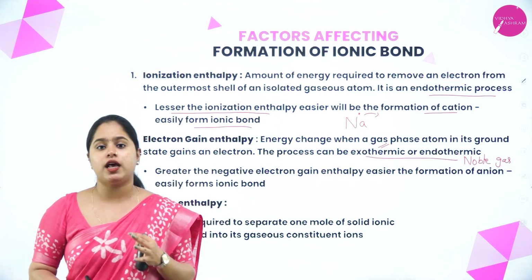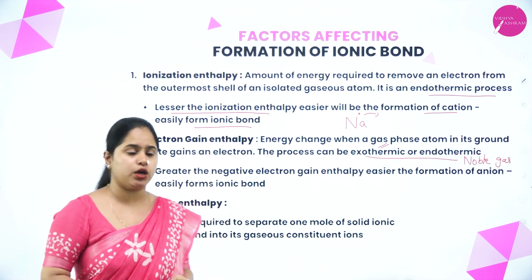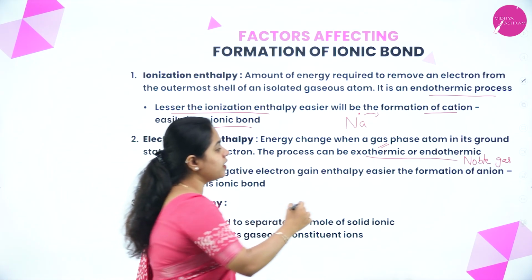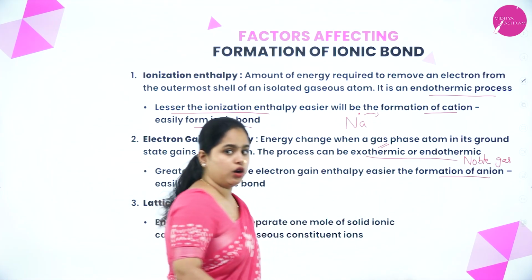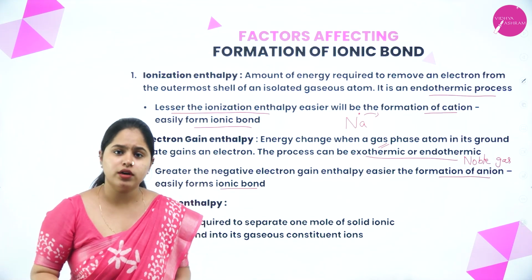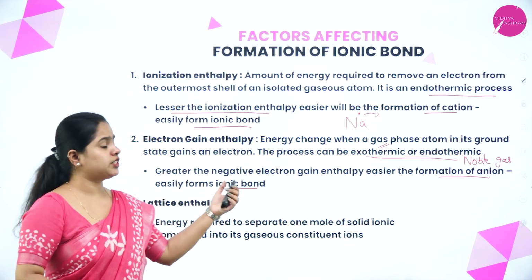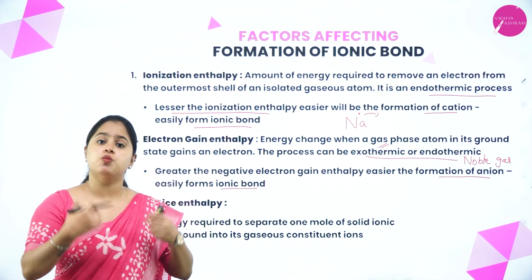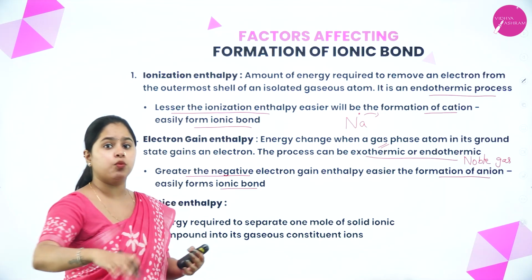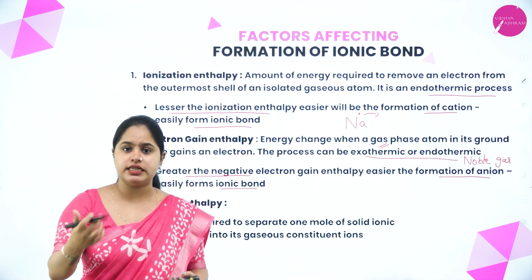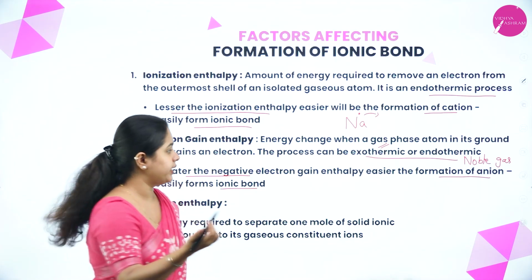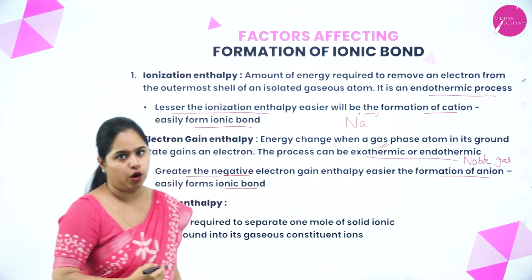Now, let's see how electron gain enthalpy is related to the ionic bond. The greater the negative electron gain enthalpy, the easier will be the formation of the anion, and hence the easier will be the formation of the ionic bond. So what does that mean? The greater the negative electron gain enthalpy, the more energy is released when the electron is accepted. So that means an anion will be easily formed.